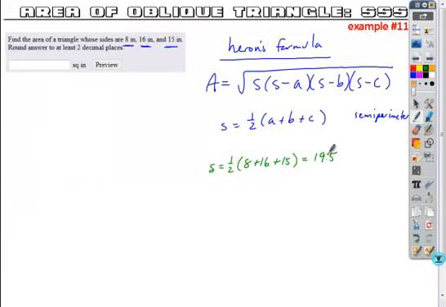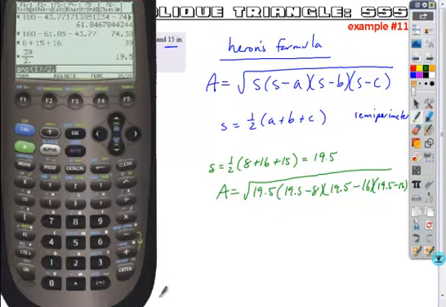And then the calculation that you're going to use is going to be area is equal to that value, 19.5, times the difference between that semi-perimeter and each individual side. So 19.5 times the first side length, which was 8, times 19.5 minus the second side length, 16, times 19.5 minus the third one, 15. Okay, and so that would be your calculation.